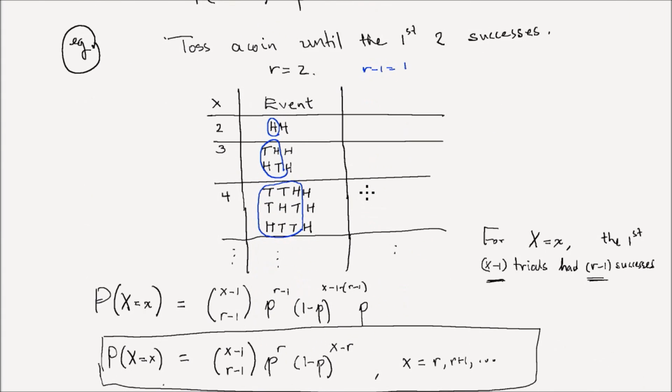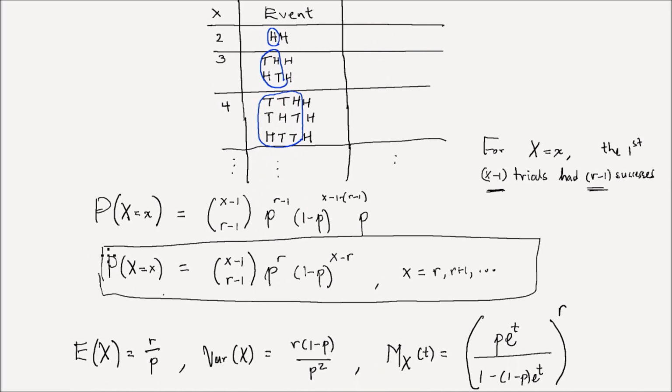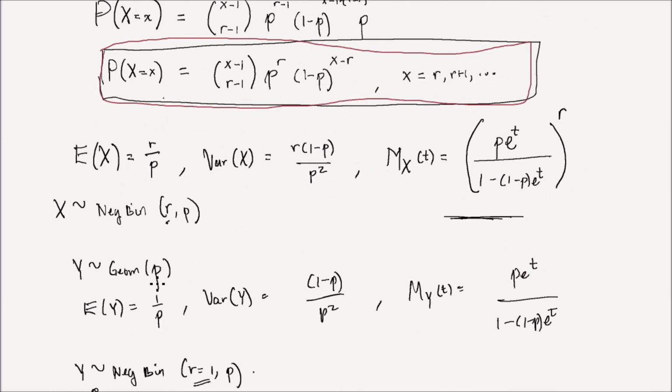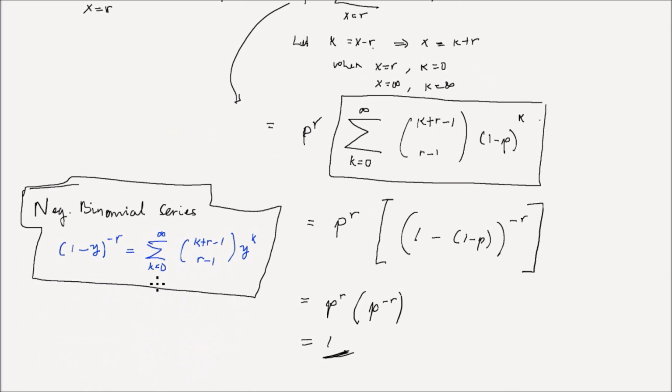We also outlined that the PMF of a negative binomial random variable is given by that: x minus 1 choose r minus 1 times p to the power of r times 1 minus p to the power of x minus r, and x ranges from r to infinity. We also showed that the PMF of a negative binomial distribution actually sums to 1. And we did that right here. Okay, the PMF sums to 1.